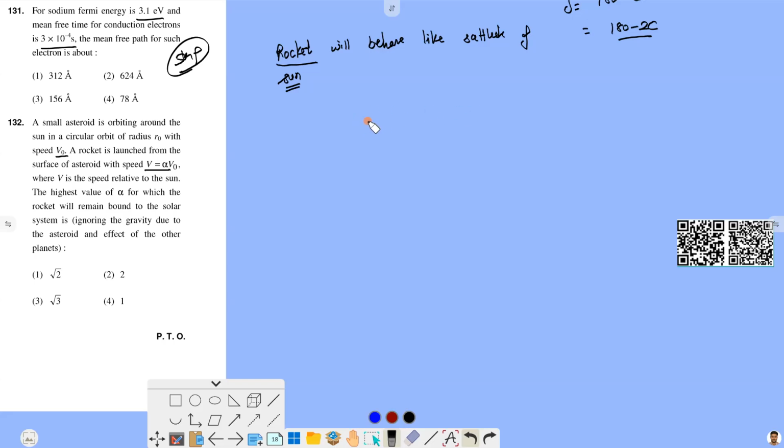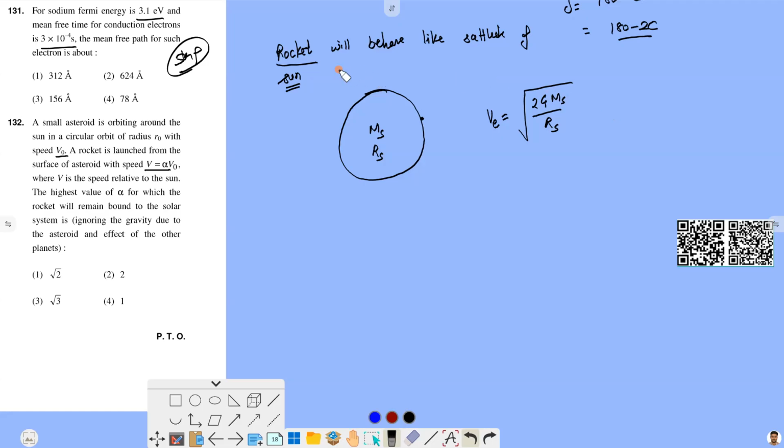Now suppose this is our sun, and its mass is ms and its radius is rs. So on the surface of the sun, the escape velocity, ve, will be equal to under root 2g ms divided by rs. That will be the escape velocity. And if the rocket has a velocity less than this escape velocity, then it will stay bounded to the sun. And if its velocity is greater than the escape velocity, then it will leave the gravitational attractional force of the sun.